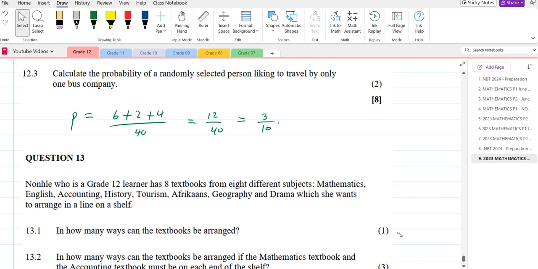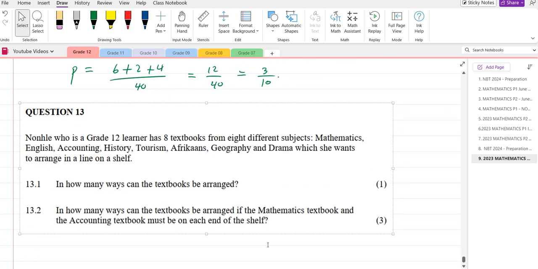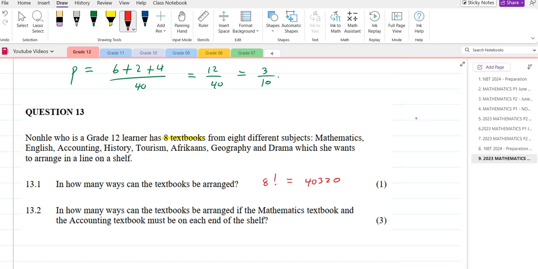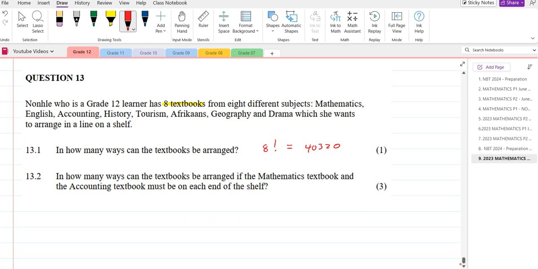Question 13. Right, so Nonchile, who is a grade 12 learner, has 8 textbooks from 8 different subjects. So all of them are different, right? So 8 textbooks, so we know n is equal to 8. She wants to arrange them in a line on a shelf. So in how many ways can the textbooks be arranged? So 8 factorial, whatever the answer is. 8 shift factorial, 40,320.